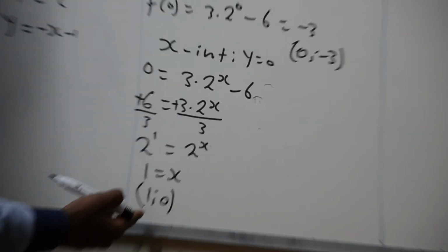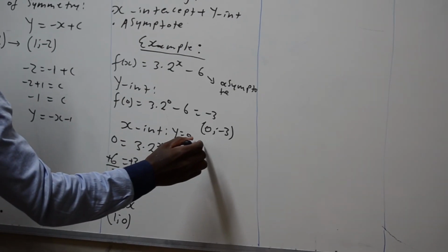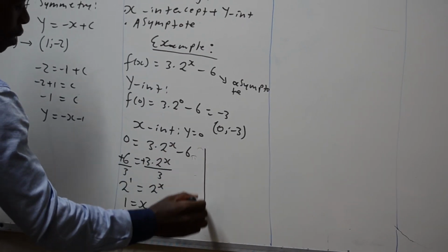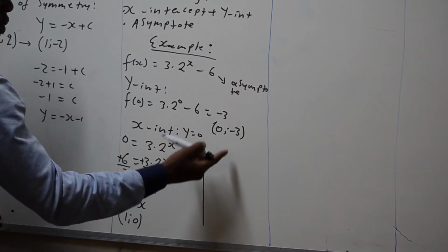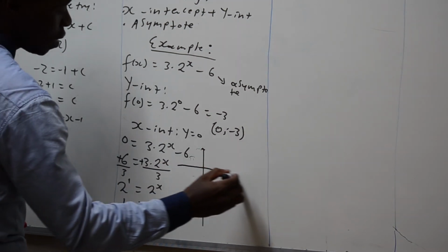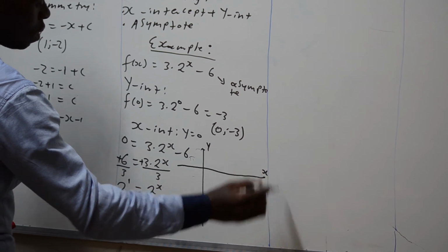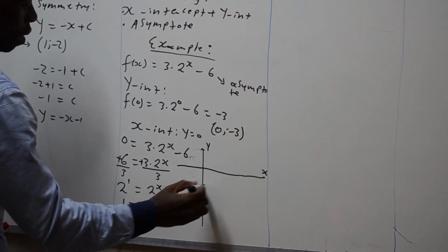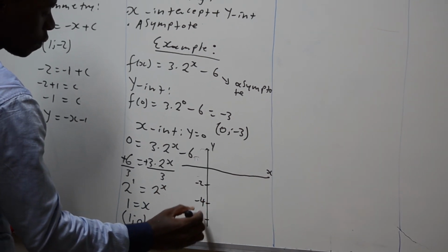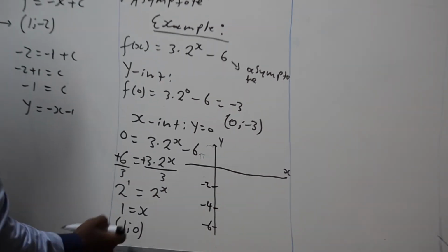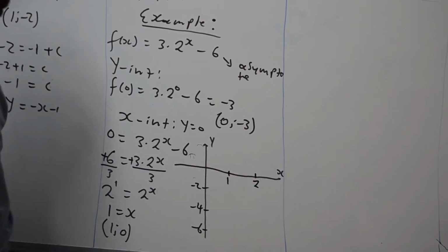Now let's sketch this graph. I have 1 on the x-axis, and negative 3 on the y-axis. So I can cut the graph here. This is my y, this is my x. Here I need two points: minus 2, minus 4 and minus 6 on the y-axis. Then on the x-axis I need 1 and 2.